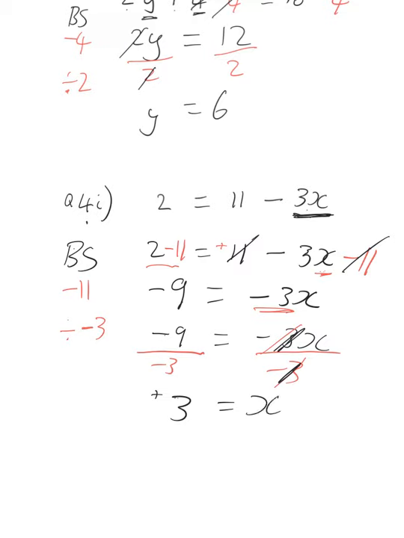Let's go back up to the top and see if it works. We've got 2 equals 11 minus 3 times 3, which is 9. 11 minus 9 equals 2. So we know that our answer is correct.